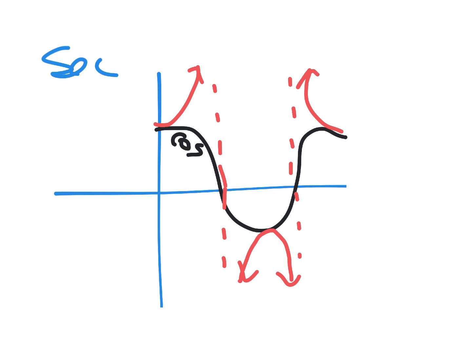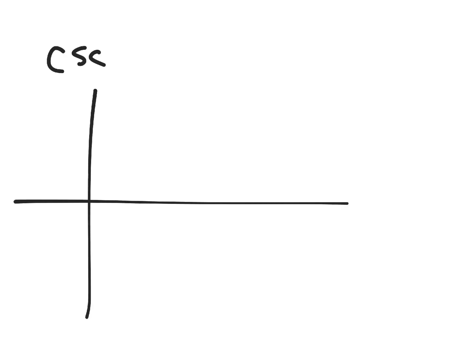Questions about that one? Okay, and then last is cosecant. What do you think I'm going to graph first on cosecant? Say it.